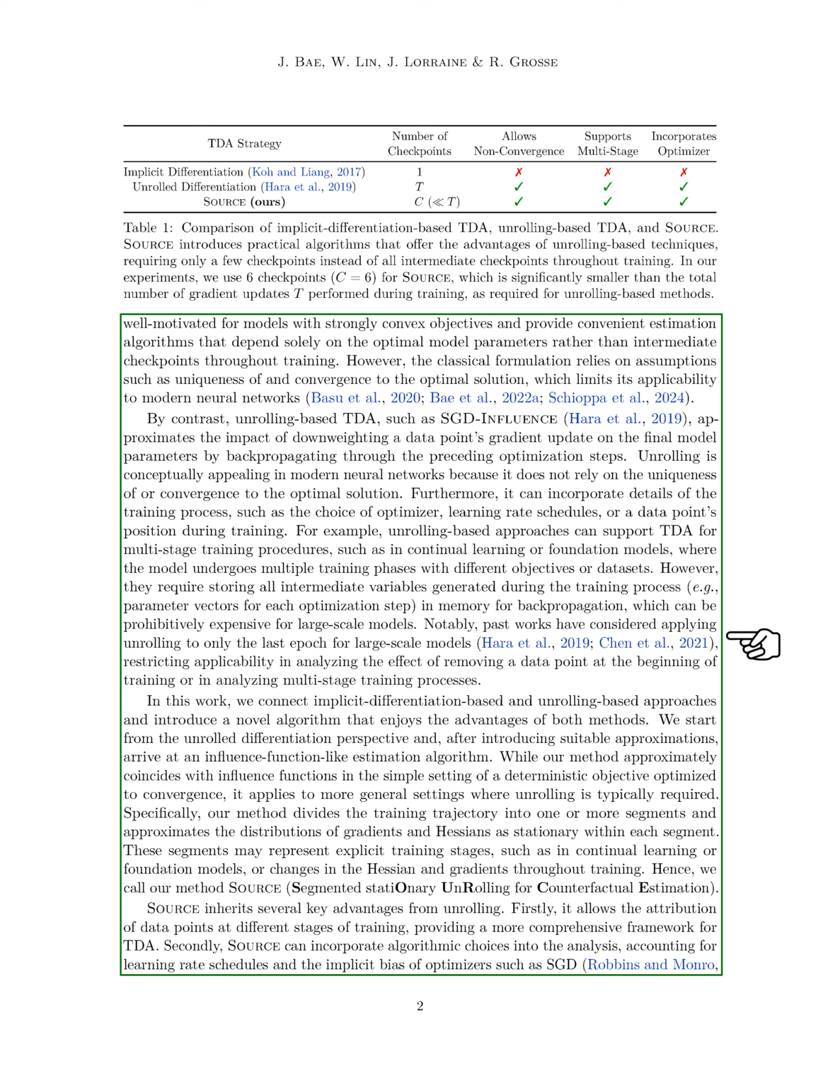In our work, we bridge the gap between implicit differentiation-based and unrolling-based approaches by introducing a novel algorithm that combines the strengths of both methods. Our method, named SOURCE, segmented stationary unrolling for counterfactual estimation, divides the training trajectory into segments and approximates the distributions of gradients and Hessians as stationary within each segment. SOURCE inherits advantages from unrolling, such as attributing data points at different training stages and incorporating algorithmic choices into the analysis.